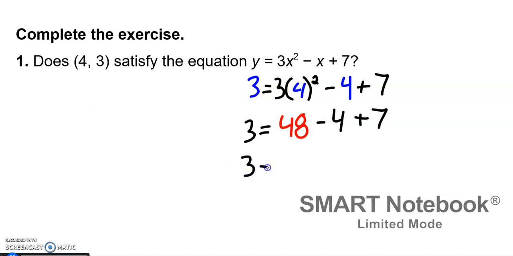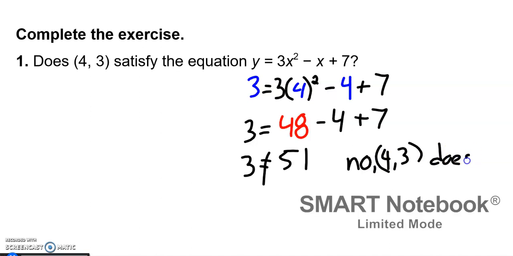And clearly, just by looking at it, you can see, no, it doesn't, but we need to prove it. So 48 minus 4 is 44. 44 plus 7 is 51. And we get 3 does not equal 51. So no, (4, 3) does not satisfy the equation. Perfect, beautiful, nice job.